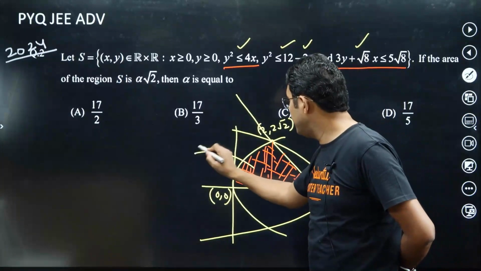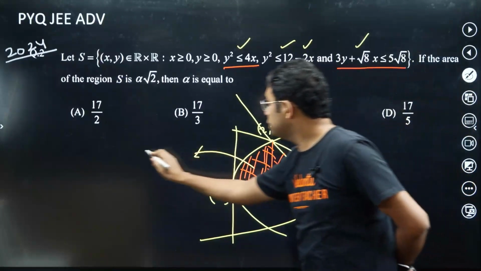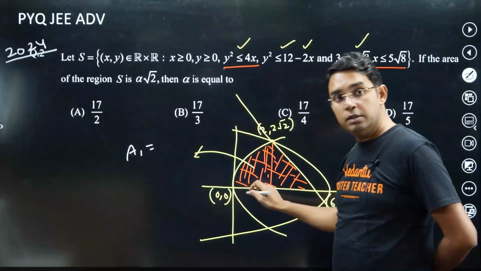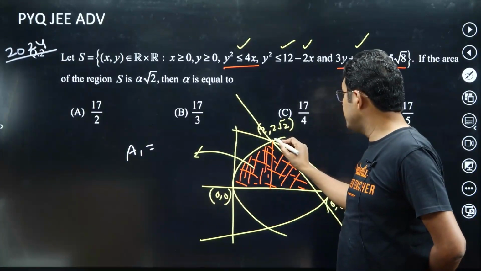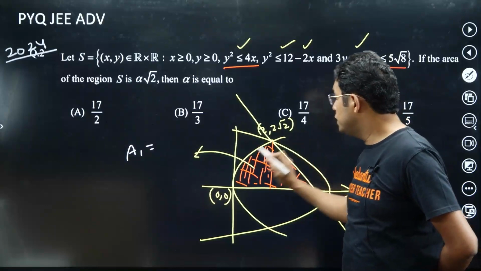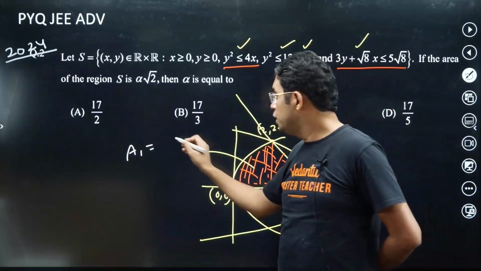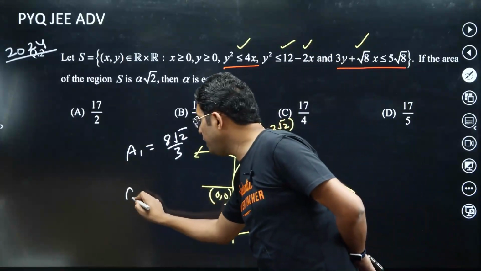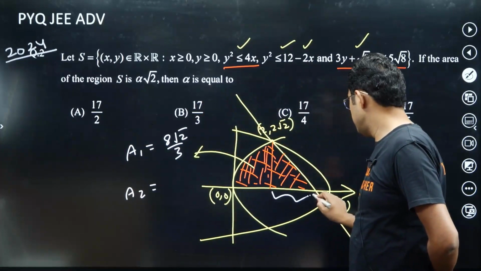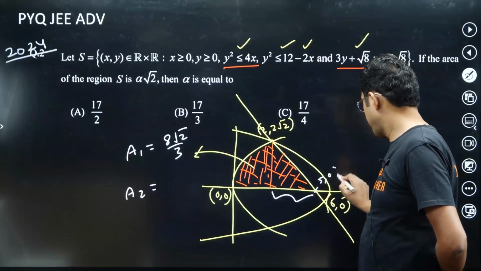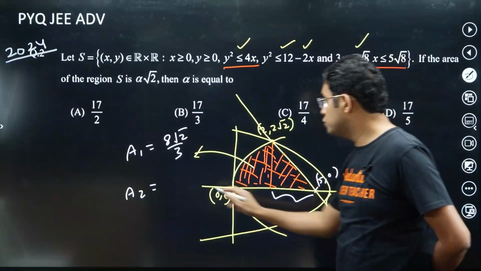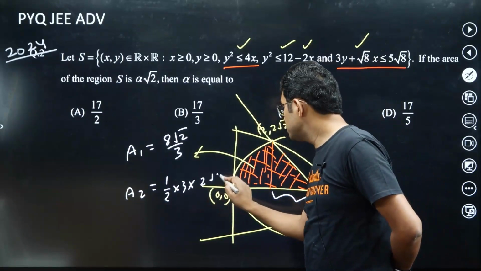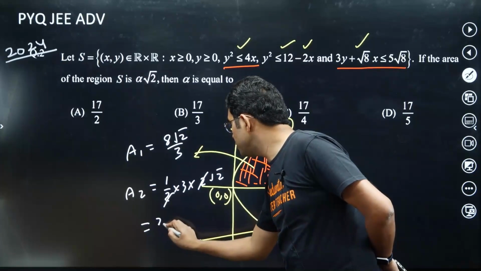Okay, so this first area, A1, let us say. Because the vertex is at 0, 0 and this point is 2 comma 2 root 2, it would be 2 into 2, 4 root 2 into 2/3, so 8 root 2 upon 3 would be this A1. And to find A2, half base into height. This is 5 comma 0 here, this is 2, so 5 minus 2, 3, so 1 by 2 into 3, and into height which is 2 root 2. If you cancel this 2 here, you get 3 root 2.